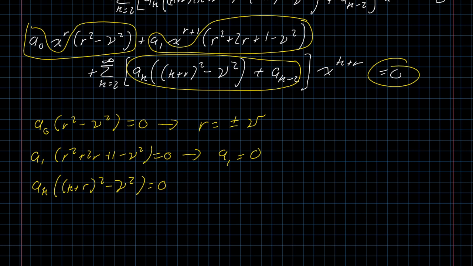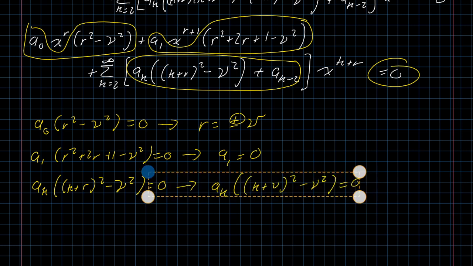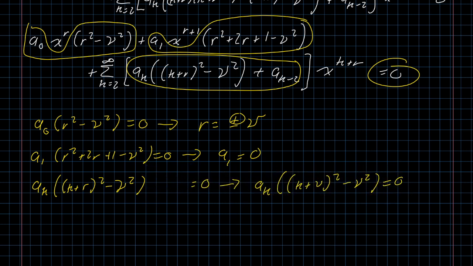And here, right, if I pick r is positive nu, then my equation here I can rewrite as ak times (k plus nu) squared minus nu squared equals... I got so excited about jumping the gun that I forgot to write the rest of that equation out. Because there's still supposed to be a plus a(k minus 2) in there, which has to also still be here.